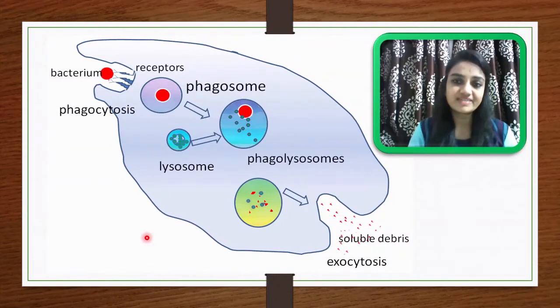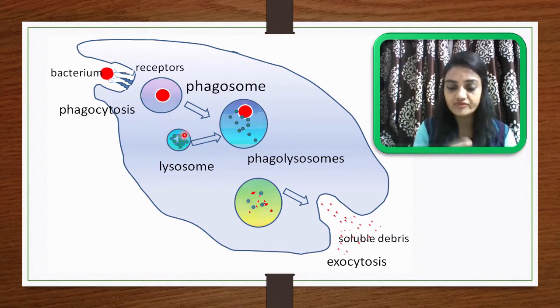Now let me try to understand how the lysosome works. First of all, when a bacterium enters the cell, the process of phagocytosis is initiated by the cell. See here, when the bacterium is received by the cell, it is received in the form of this type of vesicle, and that is called a phagosome. Now this phagosome and this lysosome will fuse together and form a phagolysosome.